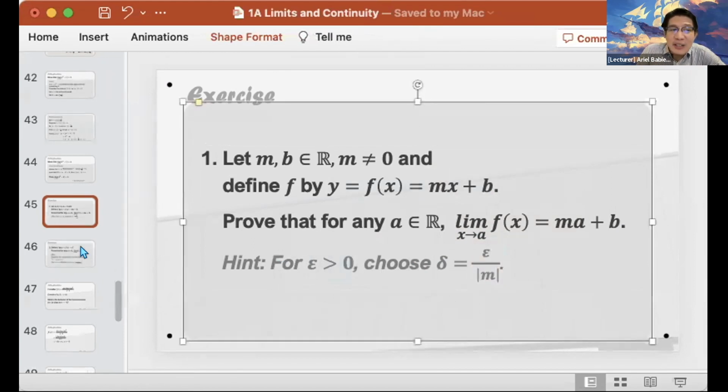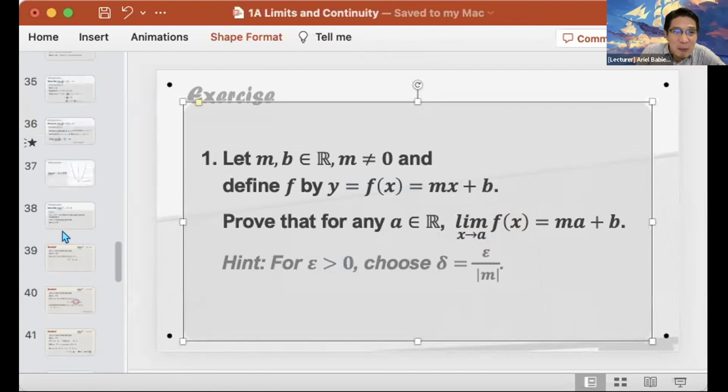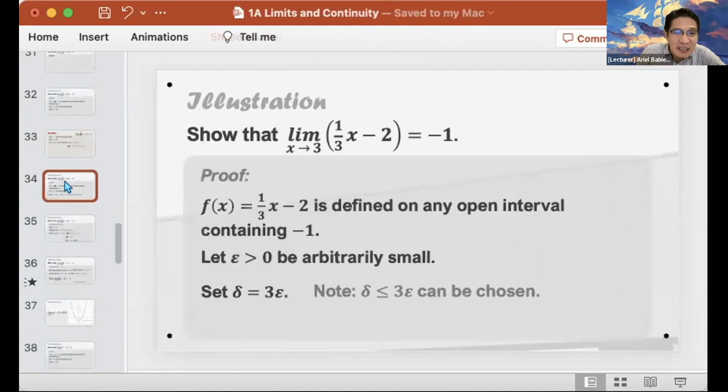And actually, yun yung ginamit natin kanina. Let me just go back sa example natin dito. Okay, in the general case, you might be asking, bakit 3 epsilon? Pero kung mapapansin ninyo, yung 3 epsilon is simply epsilon over the absolute value of the slope of the line. The slope of the line is 1/3. Tama, di ba? M equal to 1/3. So epsilon over the absolute value of m, which is 1/3, will give you 3 epsilon.